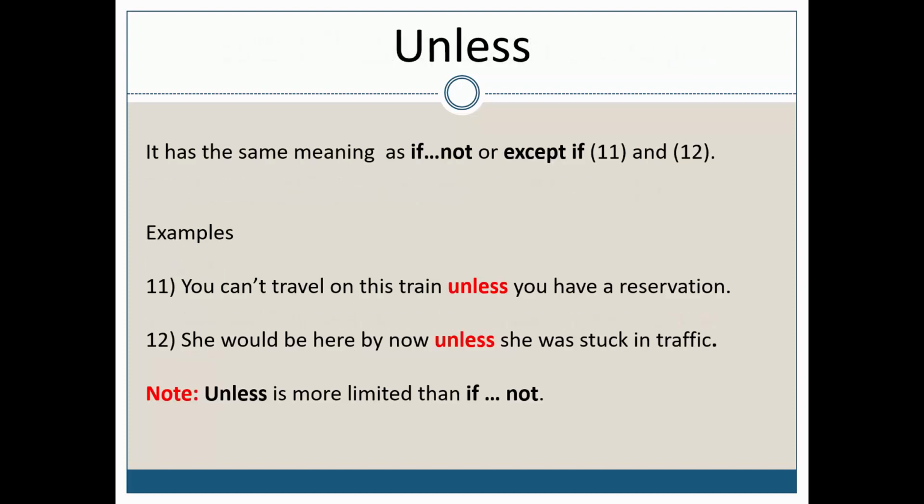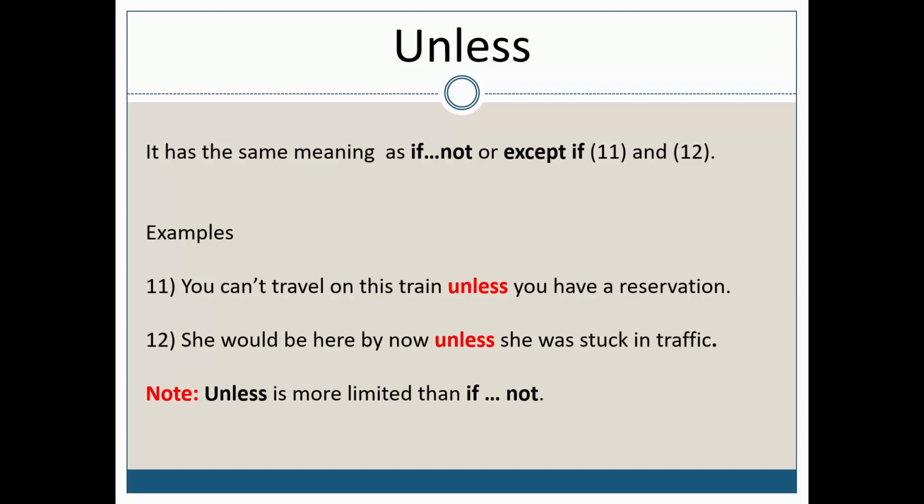Moving on to unless. Unless has the same meaning as if not or except if, as in examples number 11 and 12. You can't travel on this train unless you have a reservation. It means if you don't have a reservation, you can't travel on this train. She would be here by now unless she was stuck in traffic. It means she would be here by now if she wasn't stuck in traffic.